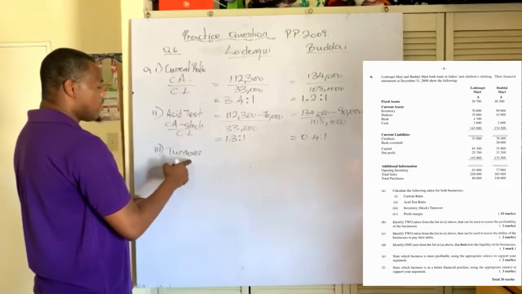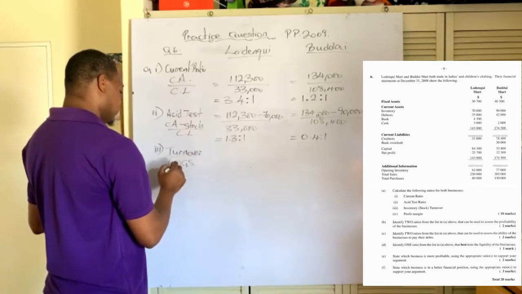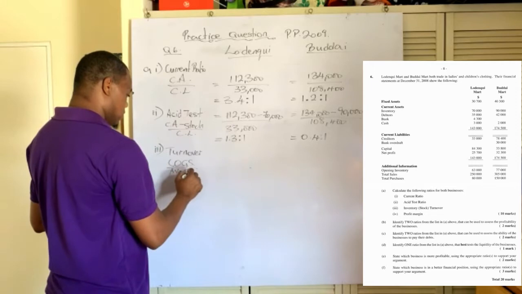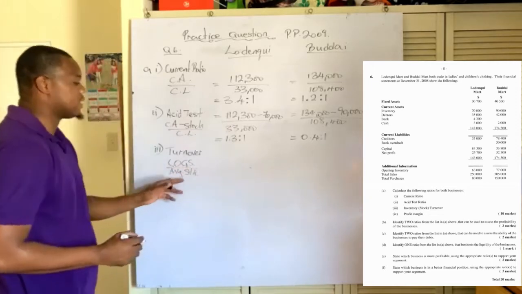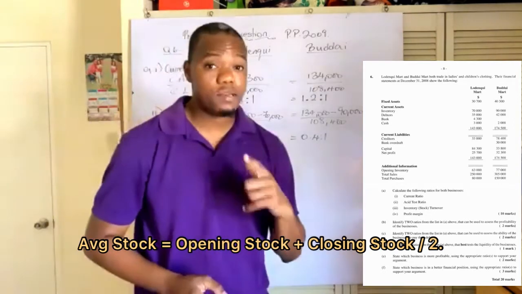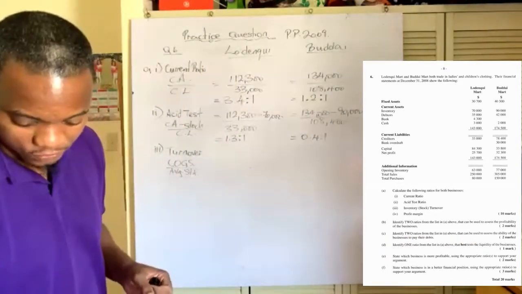So the turnover ratio is actually cost of goods sold divided by average stock. And remember that average stock is the opening stock plus the closing stock divided by 2. So let us work on this now, because we have a lot of calculations for this one.